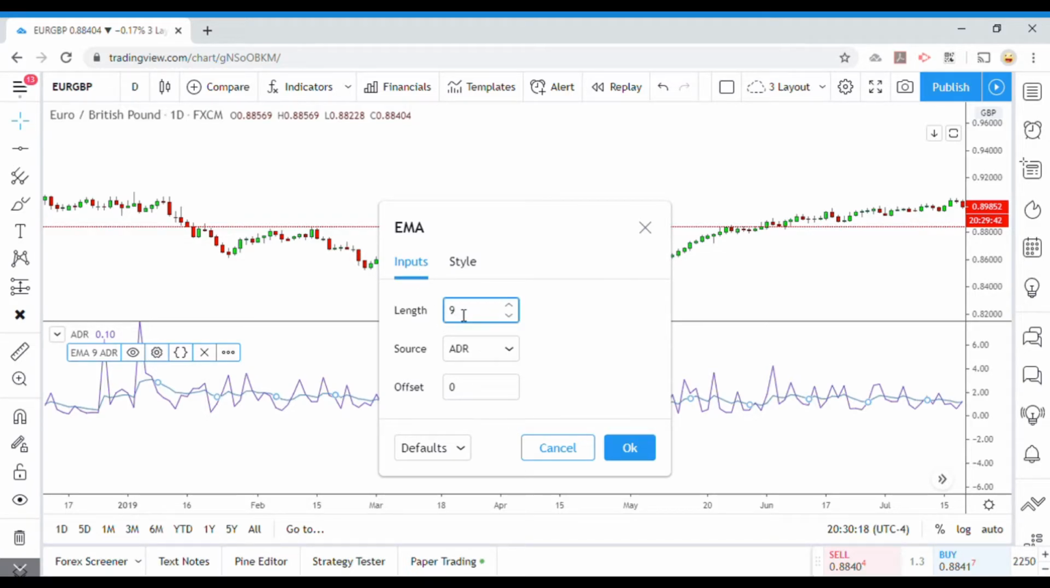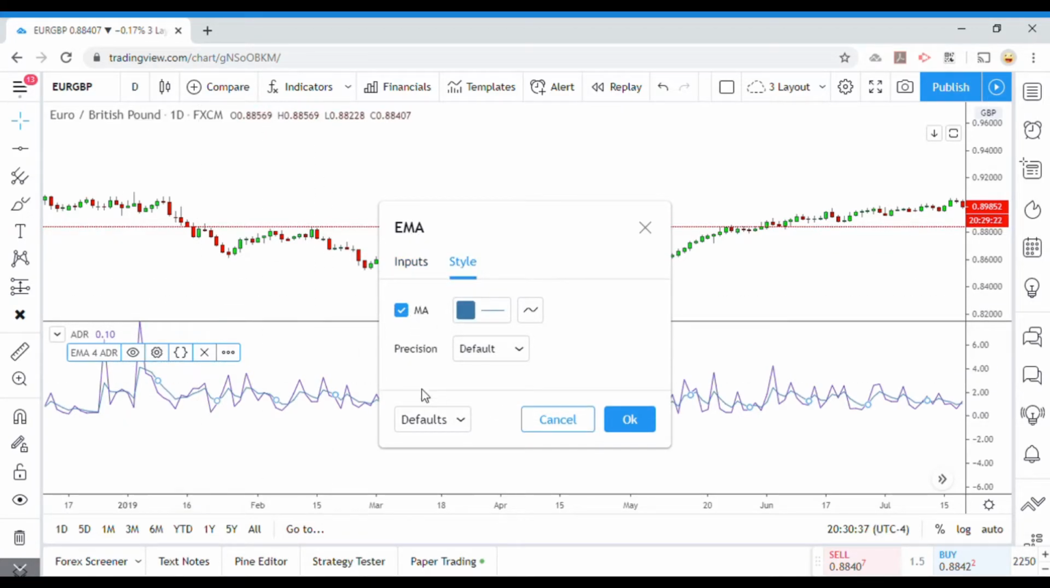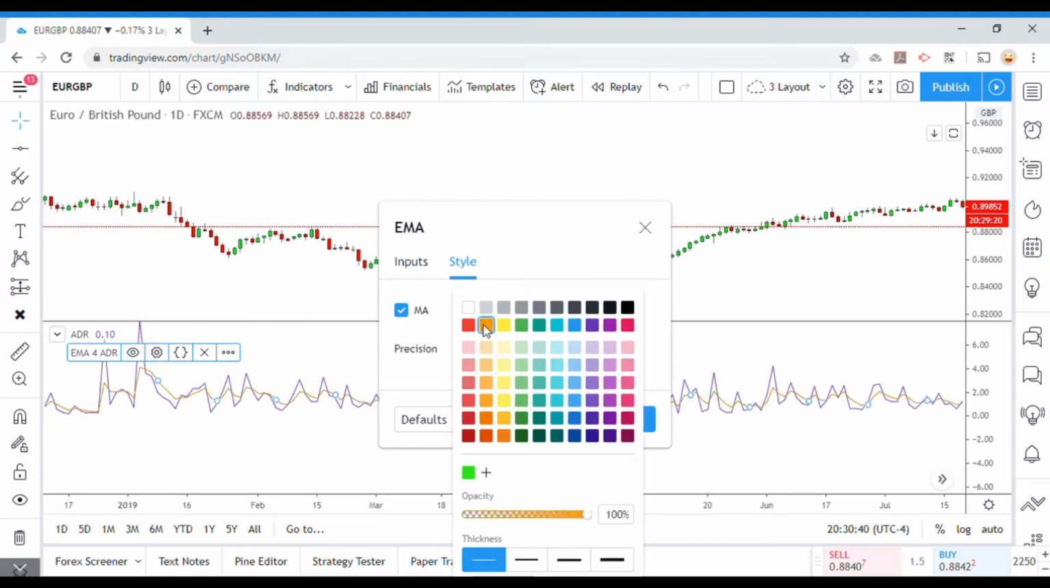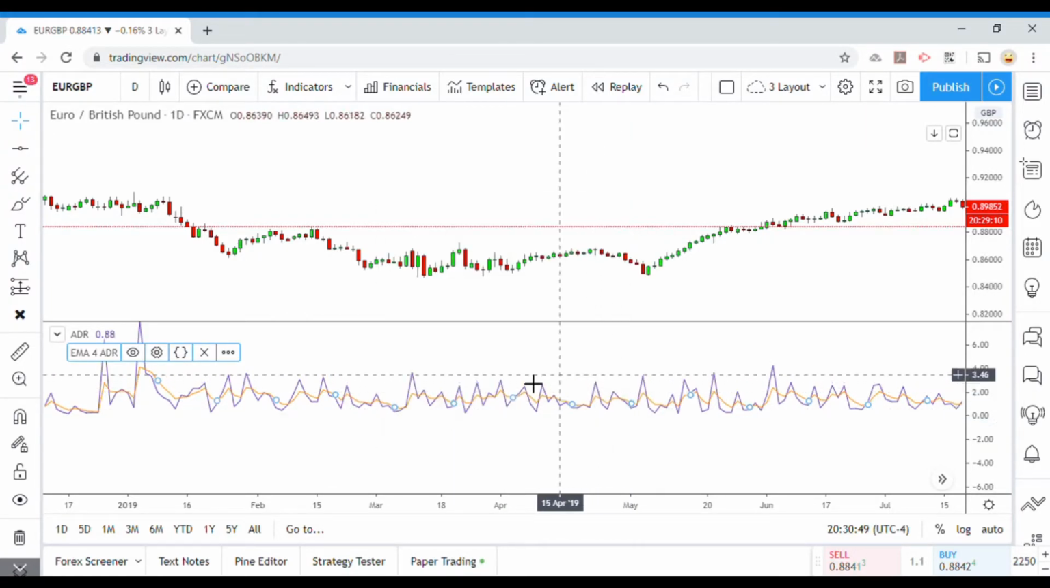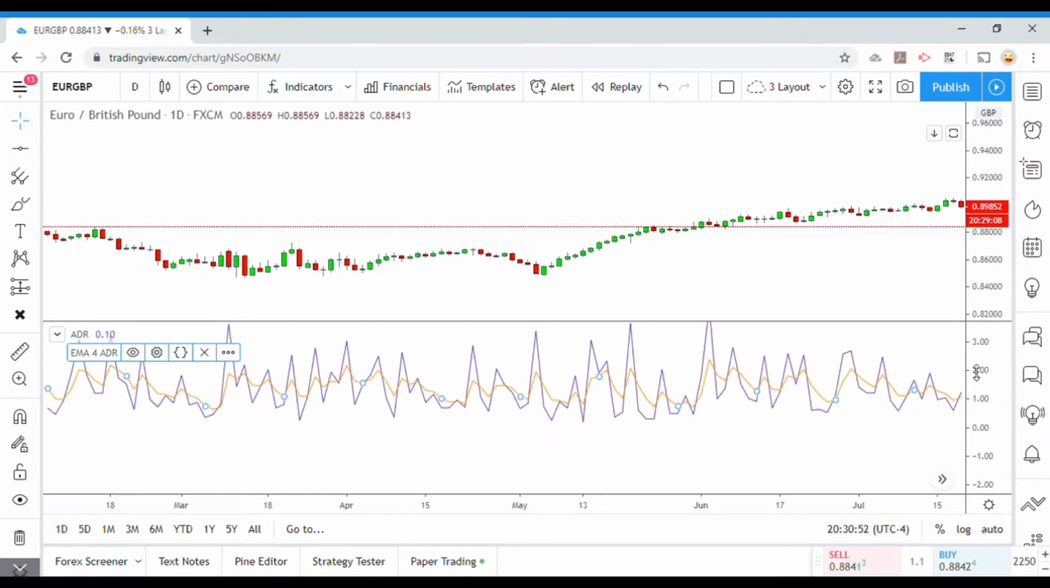So you can see we can go in and we can change this from a 9 period to a 15 period to a 40 period. We can change it from the ADR to a high to high low, or we can offset it. We can do a lot of stuff to this exponential moving average. But first, let's change this. Let's see, what color can we make this? Let's just go with orange.